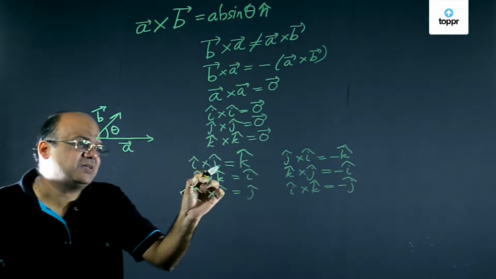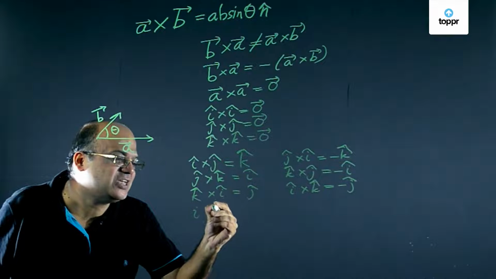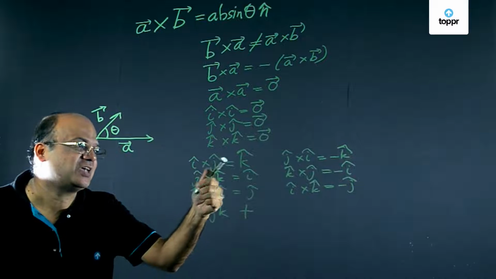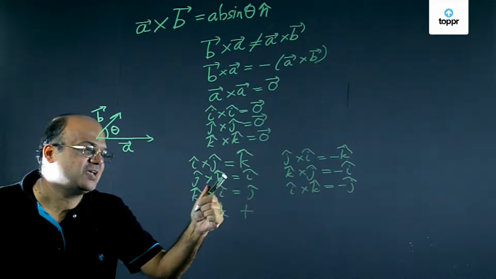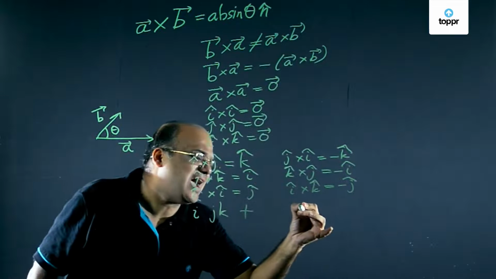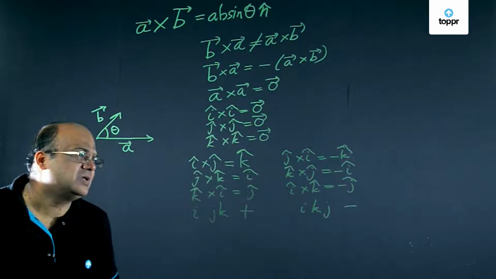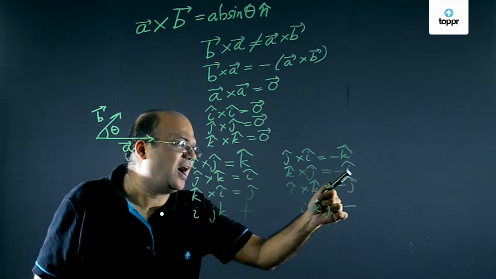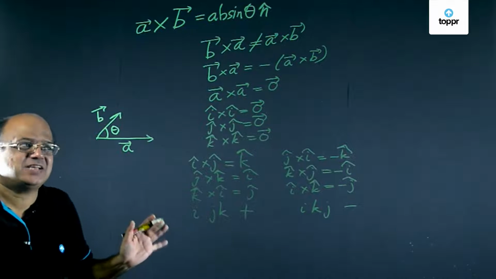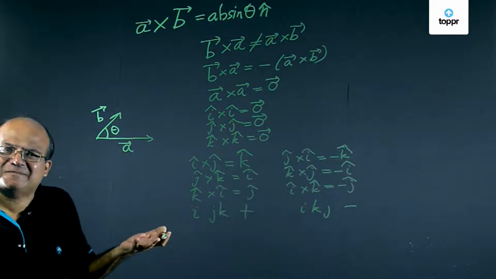How to remember all these things? Whenever you start from i and you follow this cyclic order, i, j, k, then it is positive. Start from here: i, j, k, i, j, k, i, j, k. So that is positive. If the order is i, k, j, then it is negative. Look here: i, k, j, i, k, j, i, k, j. So i, k, j is minus, i, j, k is plus. If you remember this, it will be very easy to find the sign.